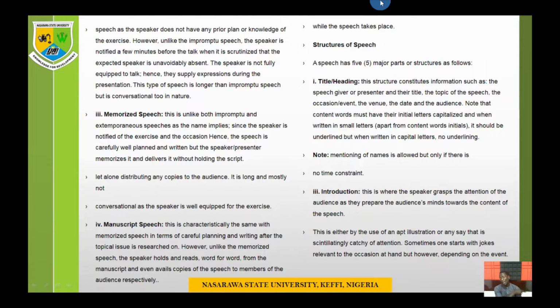As we have explained when writing titles of formal letters, okay, content words must have initials underlined, while function words are written.